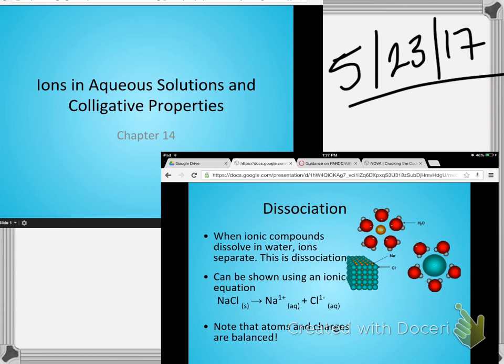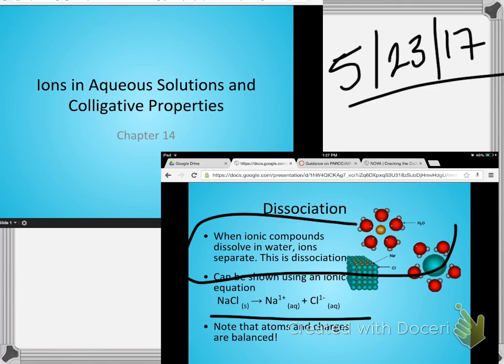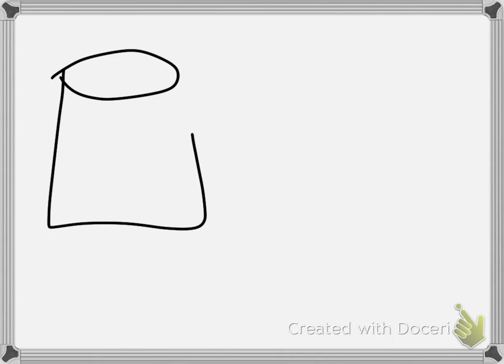What happens is called dissociation. So the ions actually separate, and we can write an equation for this. So let's practice this. First of all, let's look at what this really looks like. What do you know about water? Tell me something about water.